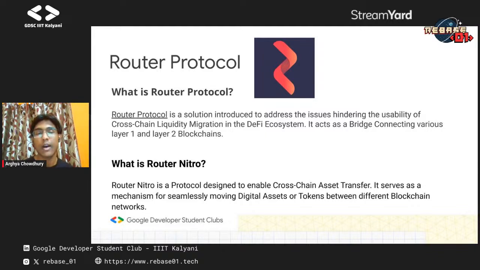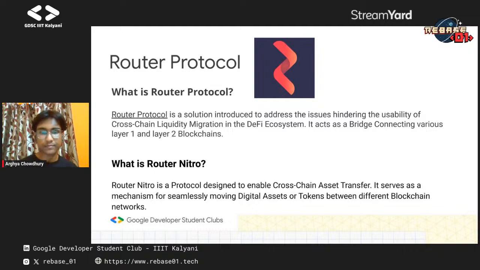Now, what is Router Nitro? Router Nitro is a protocol designed to enable cross-chain asset transfer. Like I mentioned above, it's a protocol that enables cross-chain asset transfer. And in this session, we will be talking about Router Nitro mainly. I will be giving you a brief idea of how the architecture looks.